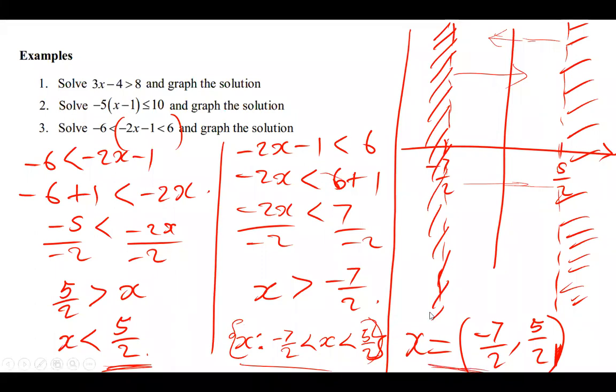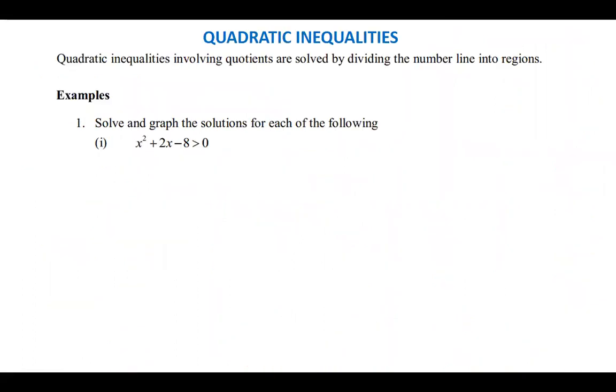Okay, so I don't know if you have any questions before we proceed to quadratic inequalities. Okay, so let's quickly move on. So quadratic inequalities are also straightforward. The most important thing to do is just solving the quadratic equation. So if you don't know how to solve quadratic equations, you find problems in doing such questions.